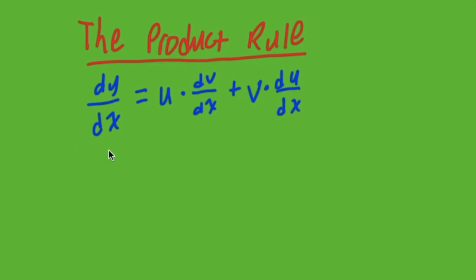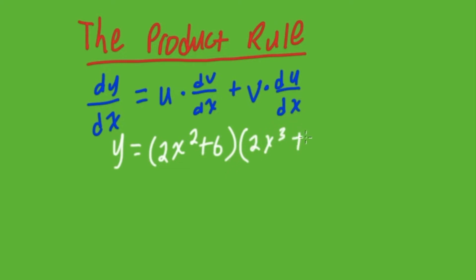Let's say we have the function y is equal to 2x squared plus 6, and then we have another bracket, so this part of the function times this part, which is 2x cubed plus 1. Now with this rule, you might be looking at it and thinking, what is u and what is v? Because there's v and u in this formula. Well, when we get our problem, we set u and v to be each one of the brackets or each one of the terms that are being multiplied.